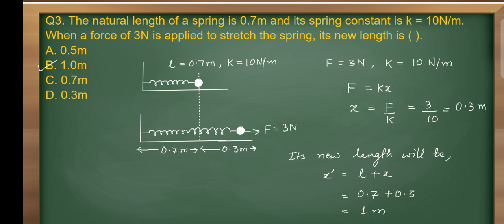So the new length of the spring will become the initial length, that is L plus X, which will be equal to 0.7 plus 0.3. So new length will become 1 meter. So option B is correct.